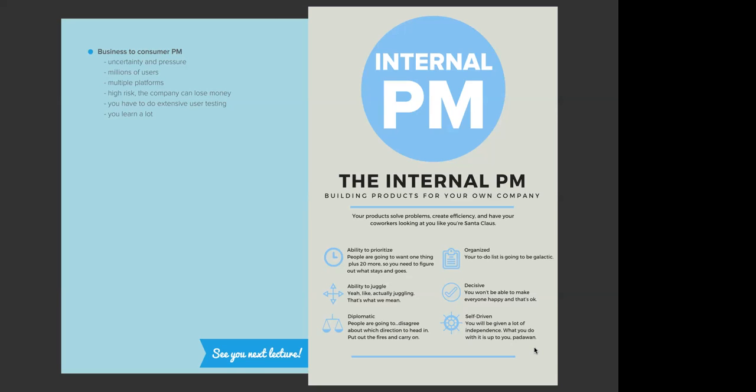There's a lot of uncertainty and pressure because the user base is in the millions. So you're working on something like Amazon, where every single day you have hundreds of millions of people using a product that you are the PM for. The performance expectation is really high. You could be juggling multiple platforms like web, mobile, tablets. In some cases, it could be Kindle, it could be e-reader, and so forth. And it could even be servers and any other thing that comes in. So there's a high risk. The company can lose money.